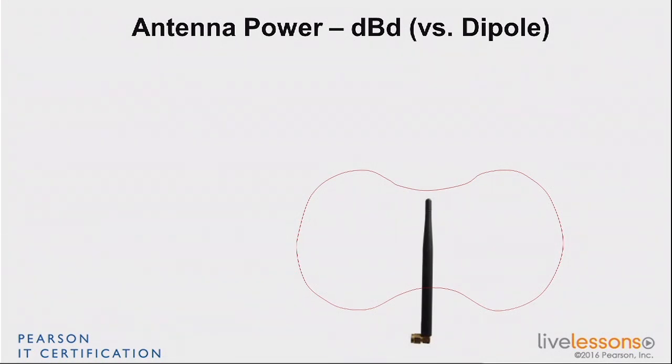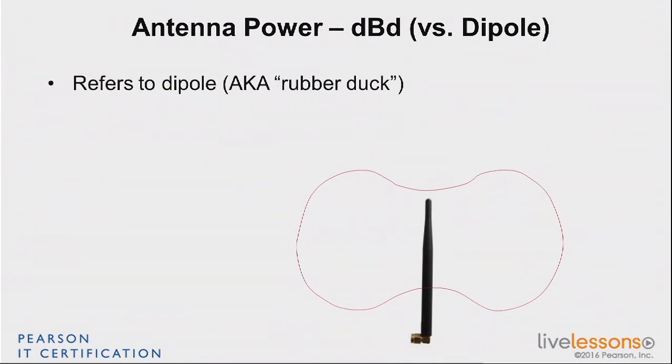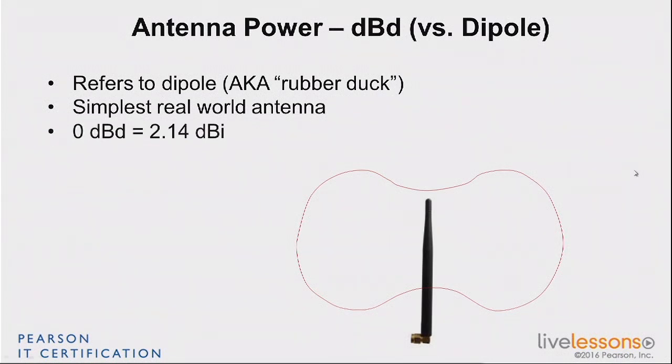And they use as a reference the simplest, most basic antenna you can make, which is called a dipole antenna. It's also called a rubber duck. It's the cheap antenna you get with cheap Wi-Fi hardware. Basically that antenna has a radiation pattern which is not exactly perfect, but it's simple. And we can compare it to a dBi antenna anyway, because a rubber duck is 2.14 dBi. So using one scale or the other doesn't matter.